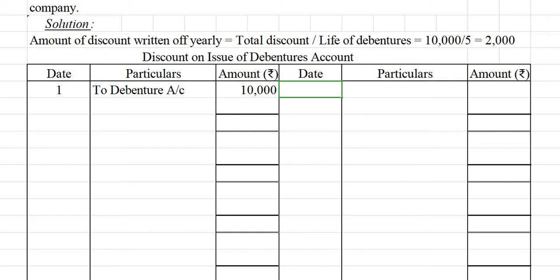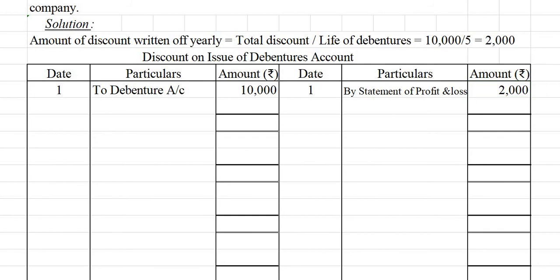And in the same year, what do we have to do? We have to write off how many rupees? 2,000 rupees. From where do we have to write off? Do we have securities premium reserve? No, it is not given in the question. So we have to write off from the statement of profit and loss. So we write by statement of profit and loss, 2,000 rupees written off.